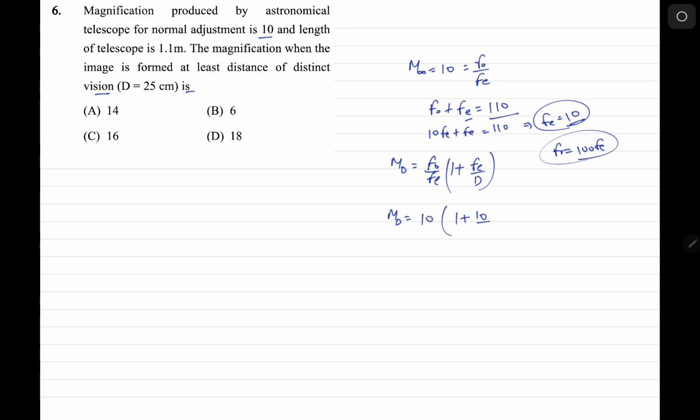Okay, we don't need FO anyway, and this one is 25. So MD is equal to, just cancel out here, 10 into this 7 by 5 2, so it is coming as 14. Okay, so that's it. So the option is correct here. This is the formula of magnification when the final image is formed at least distance of distinct vision, right? So let's move to the next question.